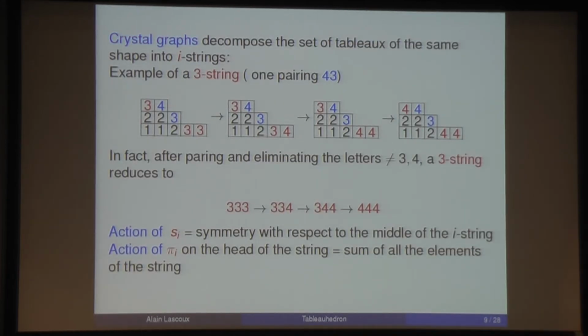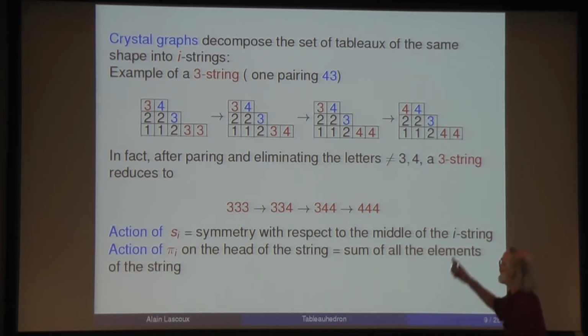Okay, so now, let's see my vision of crystal graph with Schutzenberger. I fix a number, let's say 3, and I'm interested now in the letters 3 and 4. I ignore the other letters. But I do something more: I pair the 4 and 3 in such a way that, after pairing, the string becomes what you see at the bottom: 3, 3, 3 becomes 3, 3, 4, becomes 3, 4, 4, becomes 4, 4, 4. So a string is like that.